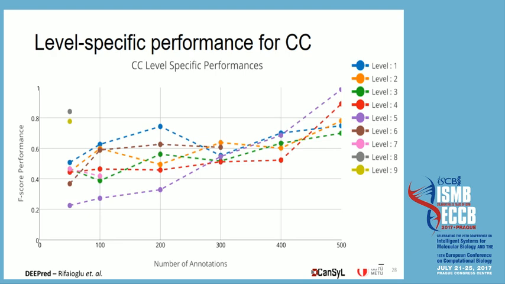And results of the other GO levels can be seen in this figure. Here, each line represents F-score performance in different levels. Here, it can be clearly seen that the performance increases as the training dataset size increases per GO term. We also checked whether the performances of GO terms are related to their levels on the GO hierarchy. However, we could not find a relation between GO levels and prediction performance. And the results are similar to this one for the biological process and molecular function categories.